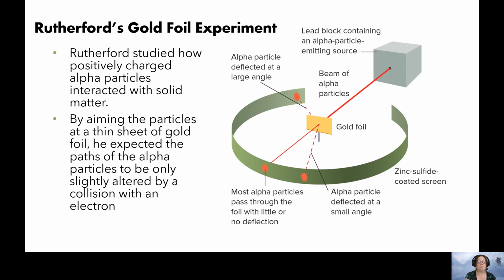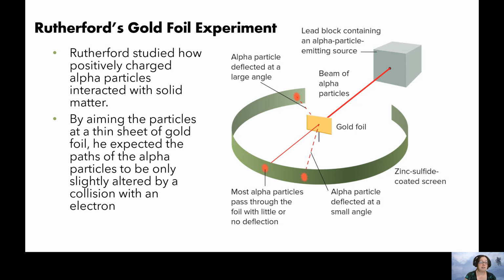So Rutherford wanted to know how positively charged alpha particles, which are a kind of radiation we'll talk about later, interacted with solid matter. So he would put a radiation source inside of a lead block, and it would shoot a beam of alpha particles at a gold foil. And then he had a zinc sulfide coated screen, and what this does is it lights up when the alpha particles hit it. That's its only function.